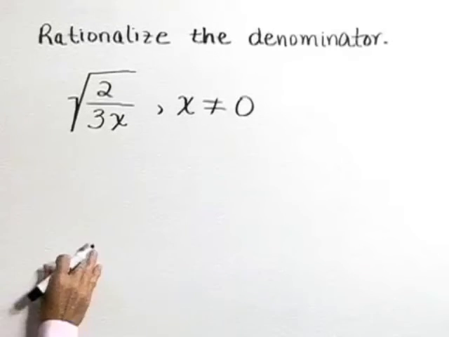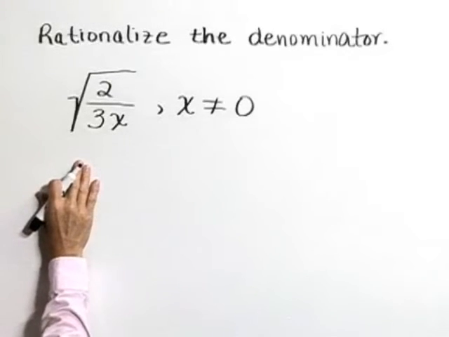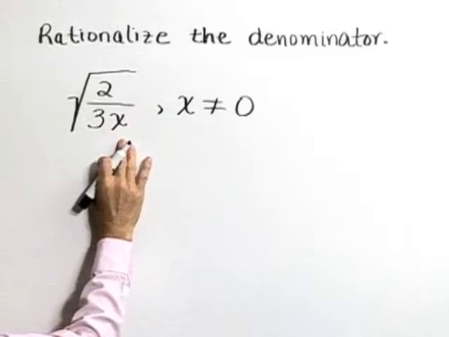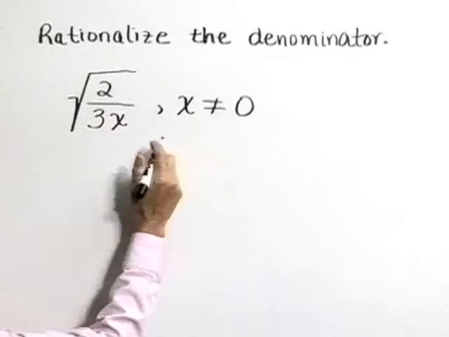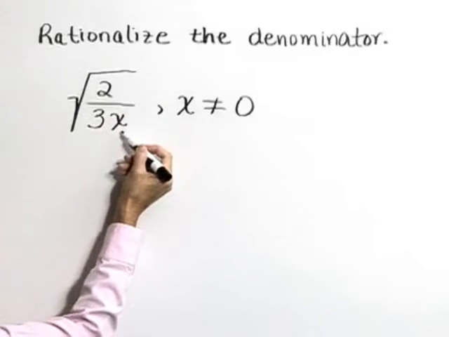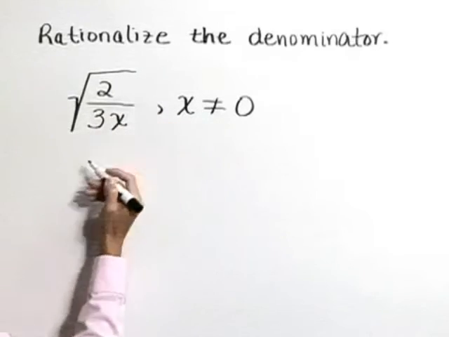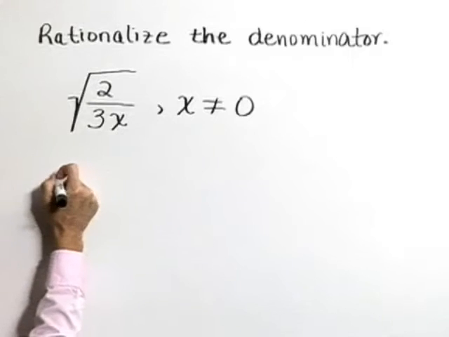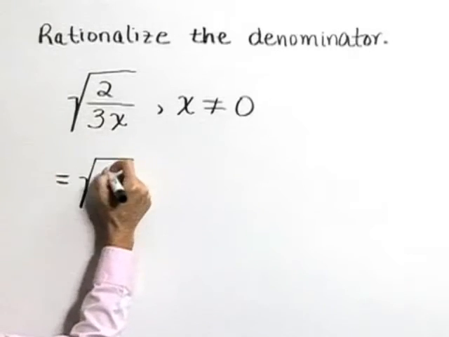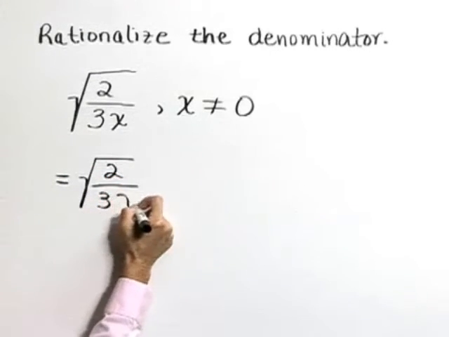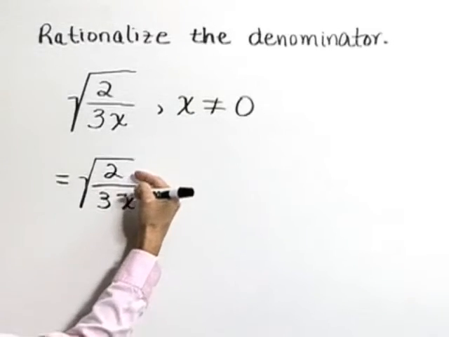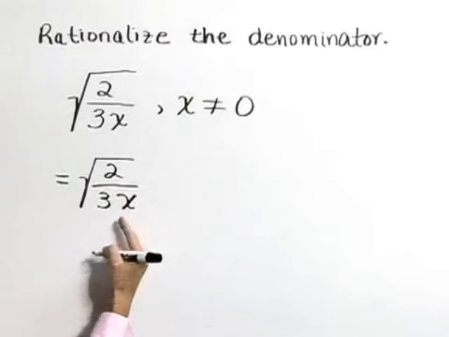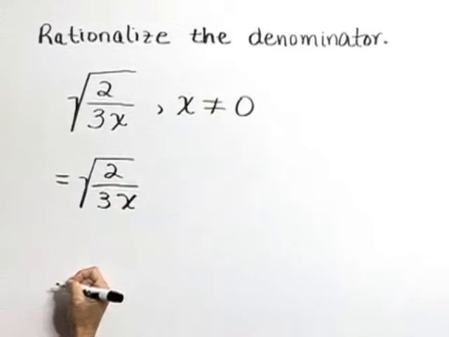Rationalize the denominator. Here we have the square root of 2 over 3x with the statement that x cannot be equal to 0, because if it were, we would have a 0 denominator, which would make this undefined. Now, to rationalize the denominator, we're going to multiply both the numerator and the denominator of this radical expression by the square root of 3x.